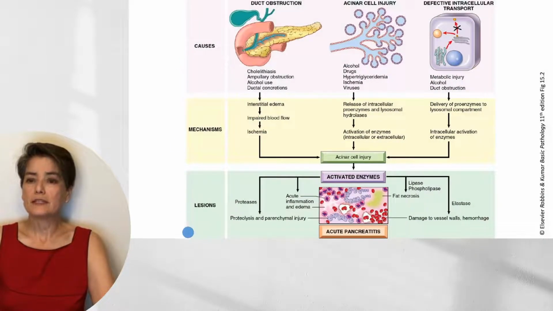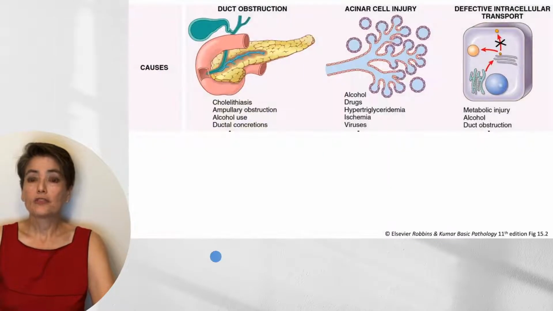So here you can see the entire figure. I'm going to go through it piece by piece, beginning with the causes and then the mechanism of each, and then we'll finish up with what we see at the end. So let's first focus on our 3 causes. So we have duct obstruction, most frequently due to cholelithiasis, but also ampullary obstruction.